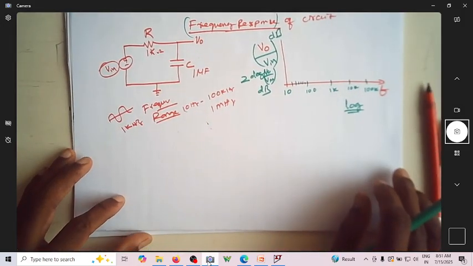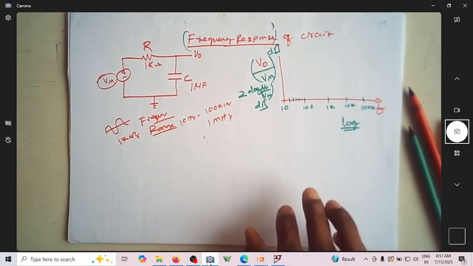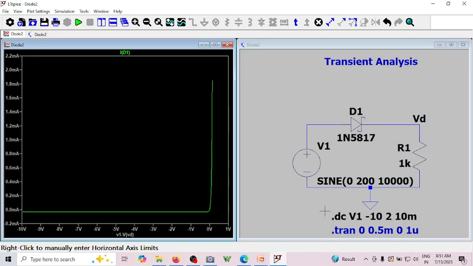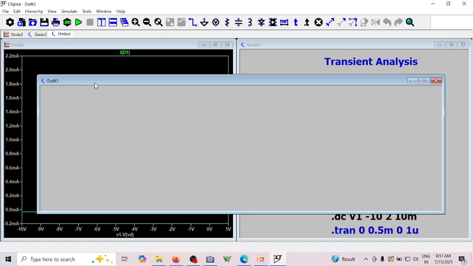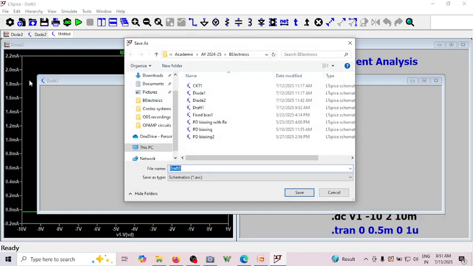Now let us use LTspice and see how we do the frequency response of a very simple RC circuit. So let me go to LTspice. Let me take a new draft. It's always better to name the circuit, so name the circuit file. This is RC network with frequency response, maybe let us put it as one.